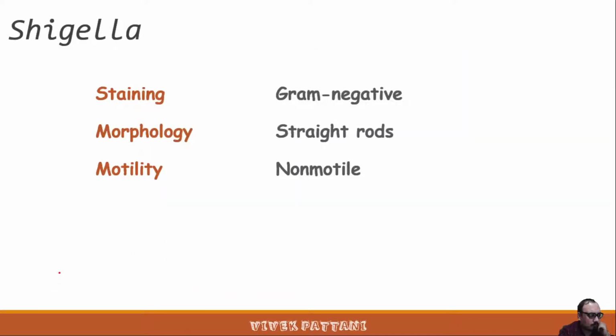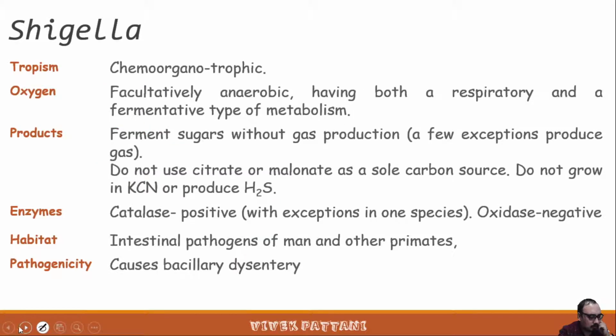Now moving further to Shigella, they are gram-negative, straight rods, and are non-motile. They are pathogens, and chemoorganotrophs. They can grow in the absence or presence of oxygen. They ferment sugars but are not able to produce gas. Enzymatically, they are catalase positive, with some exceptions, and oxidase negative.